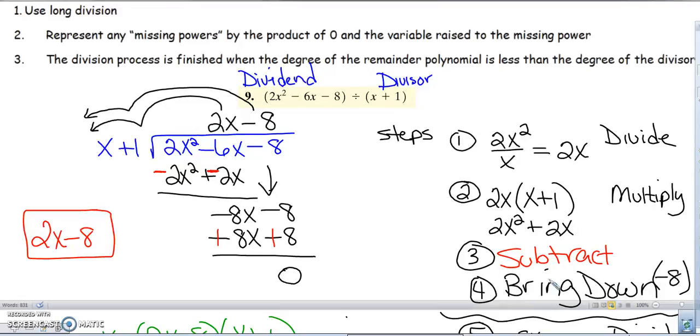All right, so the next step is to bring down the next term, which in this case is a negative 8, and then start the 4-step process all over again. We're going to divide. Remember, when we divide, it's always just first term divided by first term.